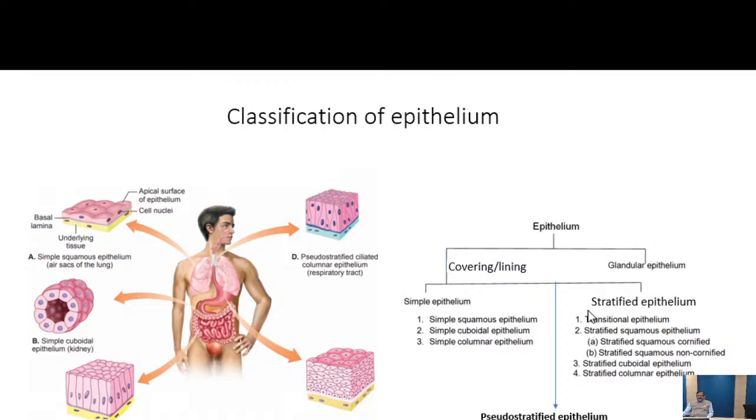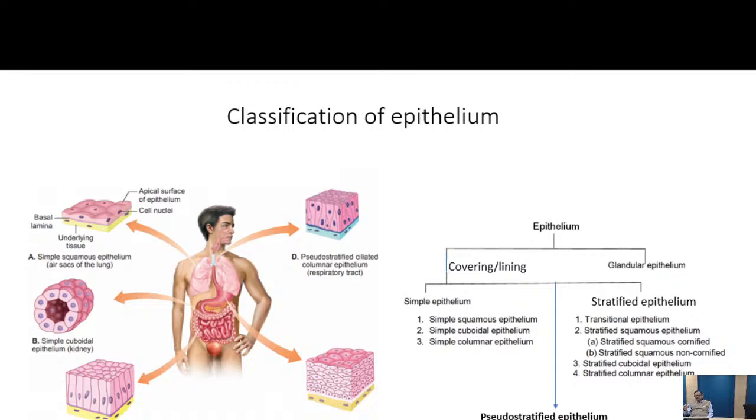Now there is another special type of epithelium called the transitional epithelium. What is the meaning of transitional epithelium? Transition means change. So the shape changes depending upon the content.